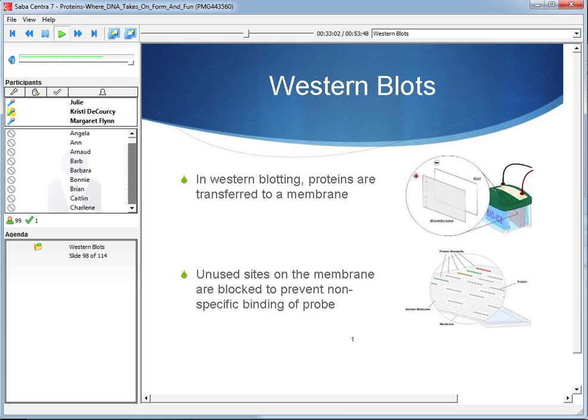All right, so what we can do is a Western blot. And what you do with a Western blot is you transfer your proteins from the gel to a membrane using electricity.